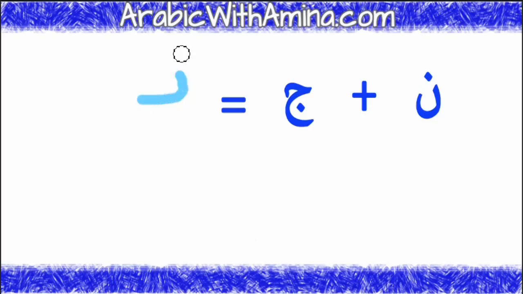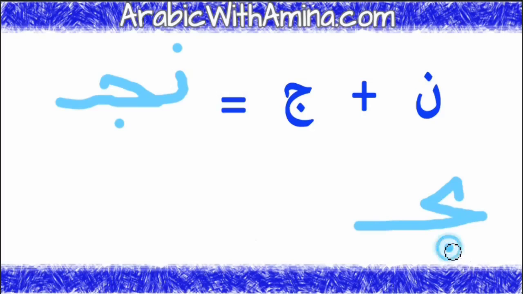Our second group of letters is going to be the letter noon plus the letter jim. To write it normally, we would write it noon and then jim. Sometimes it could be written a bit different. It could be written like this, this being the jim and this being the noon.